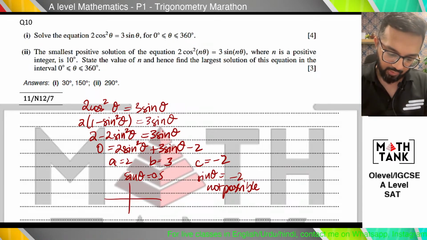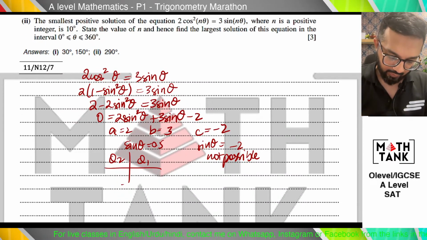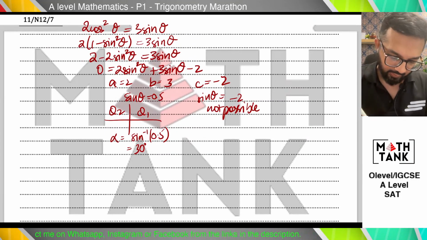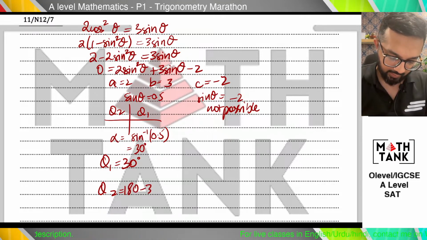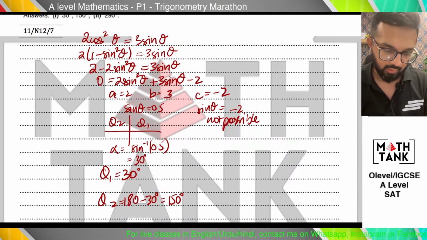For this, I get quadrant 1 and quadrant 2. I find alpha, which is sine inverse of 0.5. That has to be 30 degrees. Quadrant 1 is 30 degrees. Quadrant 2 is 180 minus 30 degrees.